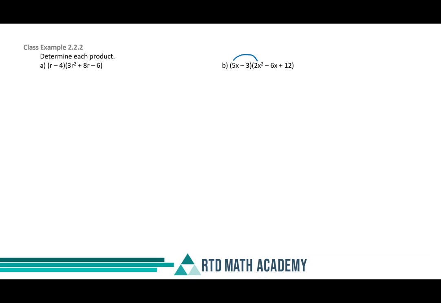I am going to take 5x and I'm going to multiply it by everything in that second set of brackets. And then I'm also going to take negative 3 and I'm going to multiply it by everything in the second set of brackets. This time it doesn't quite look like a claw. Or maybe it's like a double-edged claw, because I actually have to distribute that 5x to all 3 of those terms in the second set of brackets, 2x squared as well as the negative 6x and the 12. And then I'm going to do the same thing for that negative 3.